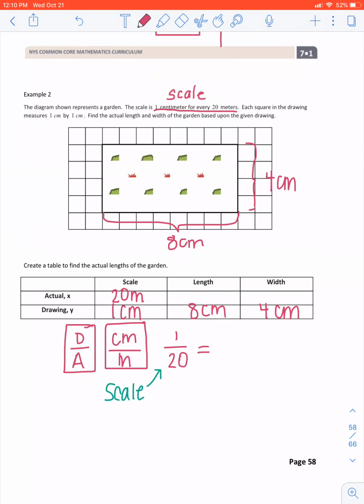Equals, now let's do the length first. So they give us 8 centimeters. Centimeters are on top, so we're going to put the 8 on top. X goes on the bottom. And we're going to cross multiply to solve. So 1 times x is just x. And on this side we have 20 times 8, which is 160. So that means the actual length is 160. Now that x is on the bottom, that makes that meters.